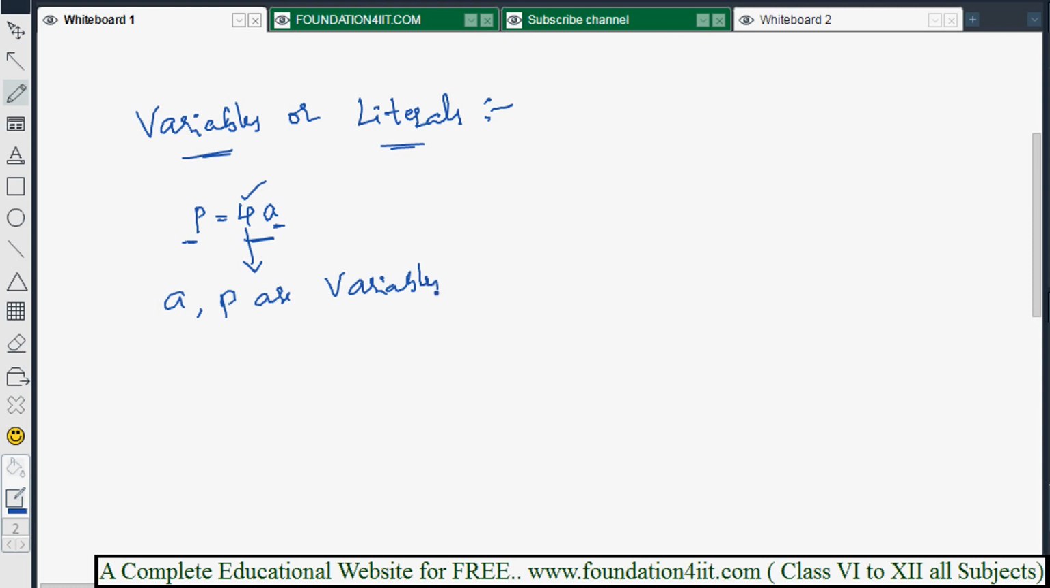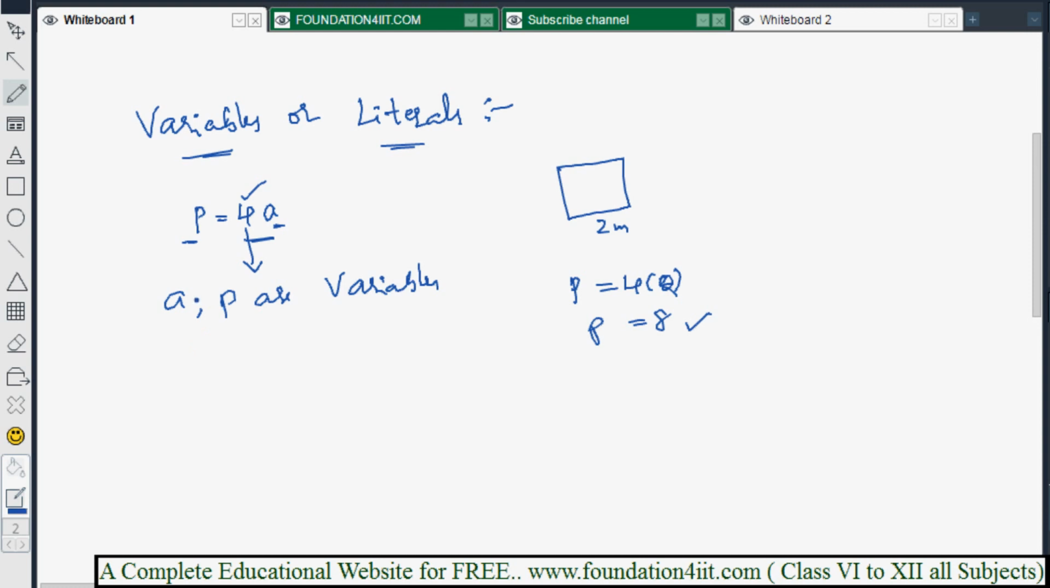So a variable is something which takes on various numerical values, known as a variable or literal. We can keep any letter. Perimeter is the total length of the boundary. Now if the side is 2 meters, then perimeter equals 4 into 2. In the place of a I am keeping 2, so p becomes 8. These are the variables or literals.